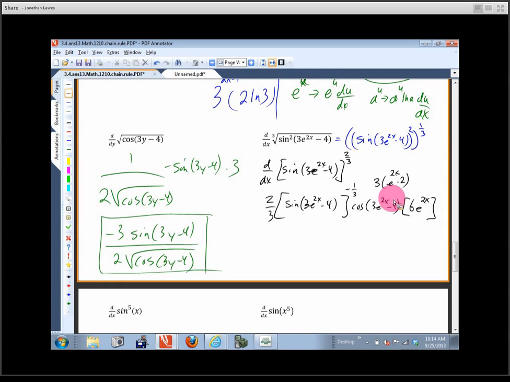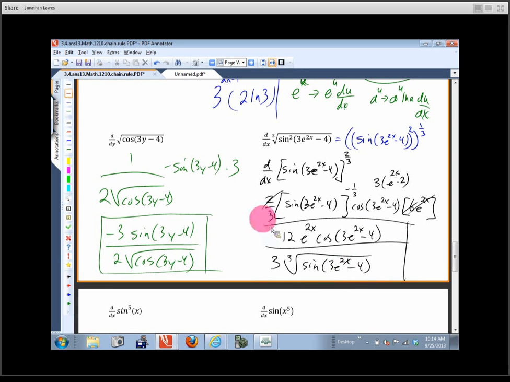Okay. Now, can we clean this up? Yeah, if you had to evaluate this, we'd probably do something like this. Now notice on the top, if I think constants, I've got a 2 and a 6, so I've got a 12 on the top. I've got an e to the 2x on the top. That takes care of this, this, and this. And then I've got a cosine of 3e to the 2x minus 4. Okay, so there's the numerator. And then I'm going to have a 3, and then this stuff raised to the negative 1/3 is the negative, we'll put it in the denominator. And this is going to be a cube root of the sine of 3e to the 2x minus 4. Okay, and as ugly as that is, that's it.